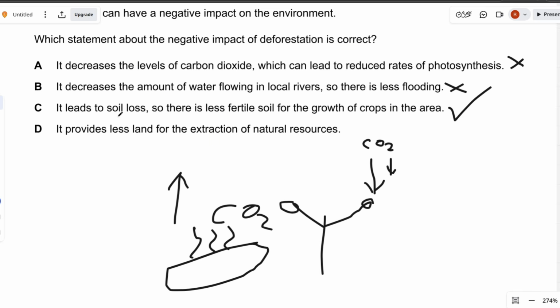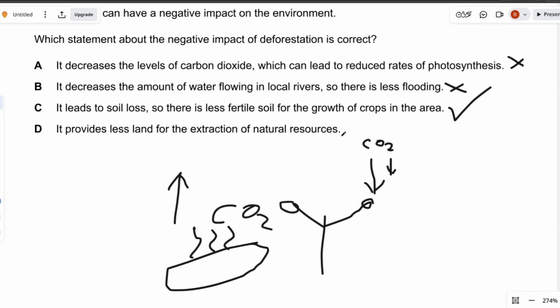And the soil loss happens because the tree roots penetrate deeply into the soil and hold it together, like hands holding together a piece of clay. That makes it much less likely to erode and increases its fertility. If you have soil that is very easily eroded by factors like wind and water, then that soil is definitely not fertile. It provides less land for the extraction of natural resources.